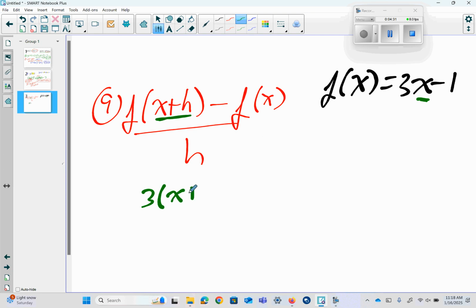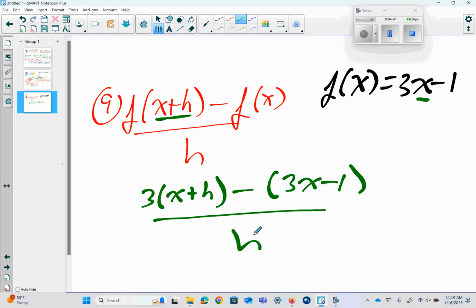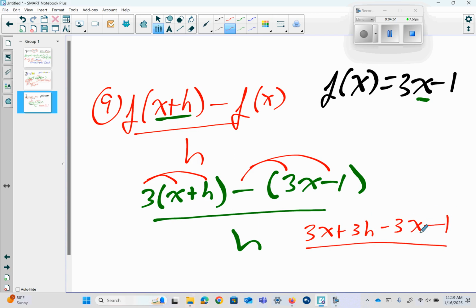So I'm going to get 3 times x plus h, all divided by h. Distribute over the parentheses. Distribute the negative over the parentheses. So I'm going to get 3x plus 3h minus 3x minus 1 all over h. Combine like terms. So this cancels this, which then yields me up to 3h over h minus 1.